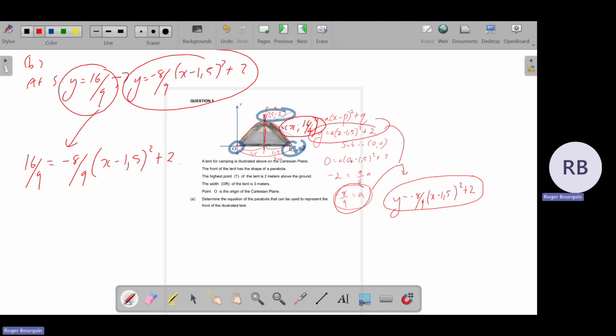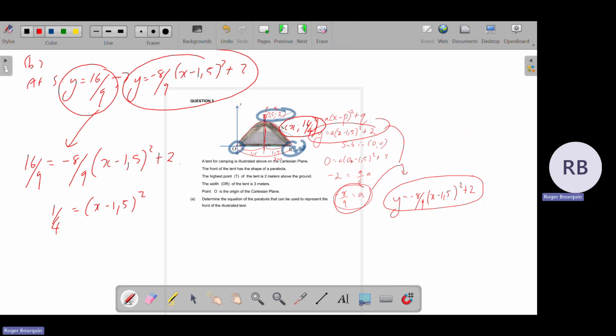Okay, so in your calculator, you're going to go 16 over 9. What are we going to do with that? We're going to minus that 2. Okay, and then we're going to divide by negative 8 over 9. And we get a quarter is equal to (x minus 1.5) squared.